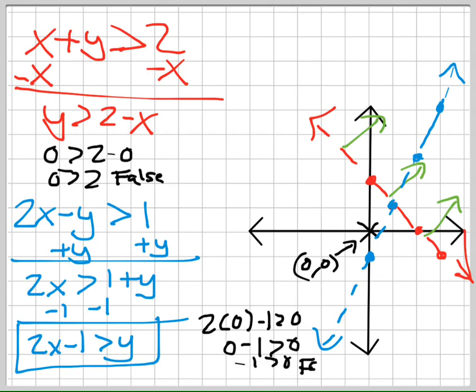Our test point is false because I get -1 greater than 0. So I don't want to shade 0, 0. I want to shade on this side, which means the common area is right there. You only shade the common region, the region that's shaded by both.